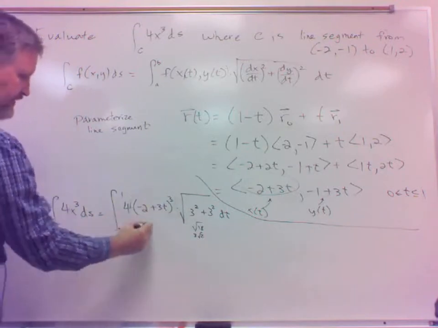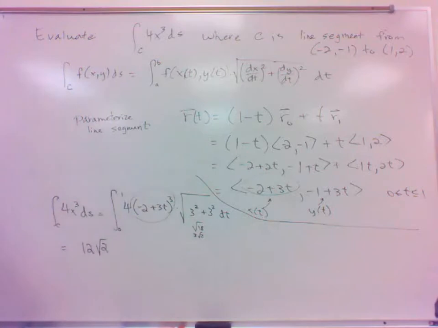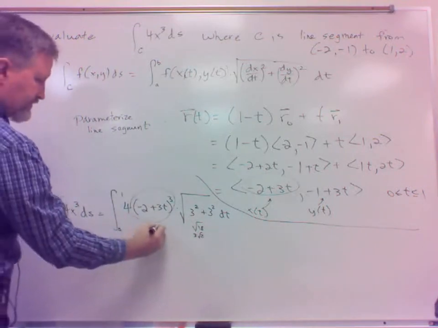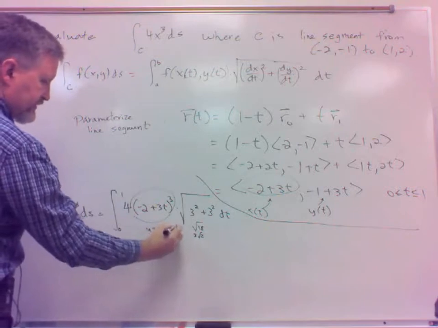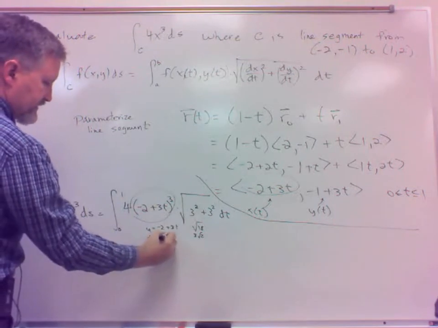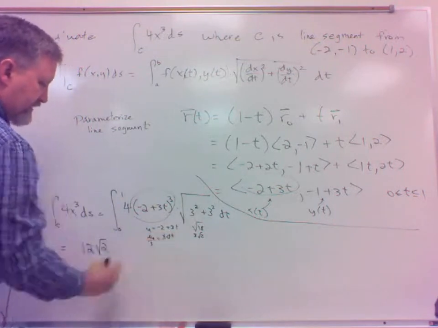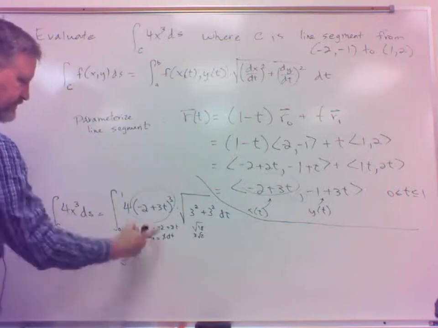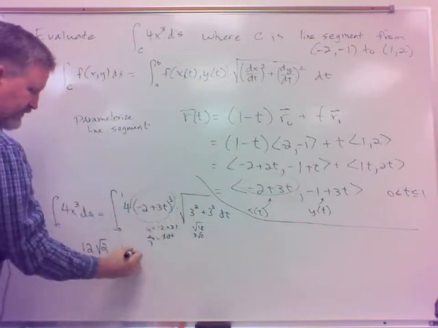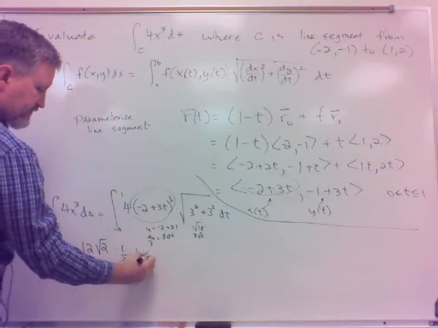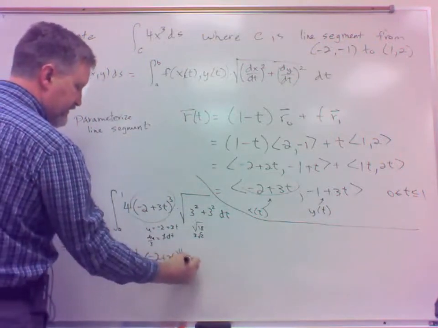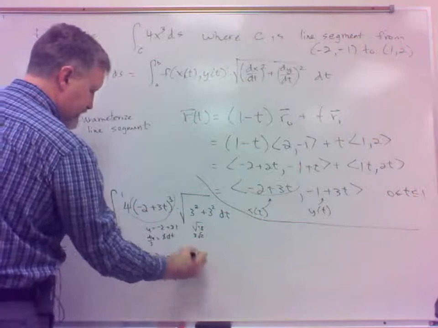And really it's just a little u substitution, right? u equals negative 2 plus 3t. So du would be 3 dt, du over 3 for dt. That's going to give us 1/3 u to the thirds, which is just 1/4 u to the fourth, so it'll be 1/4 negative 2 plus 3t to the fourth. And we're evaluating that from 0 to 1.